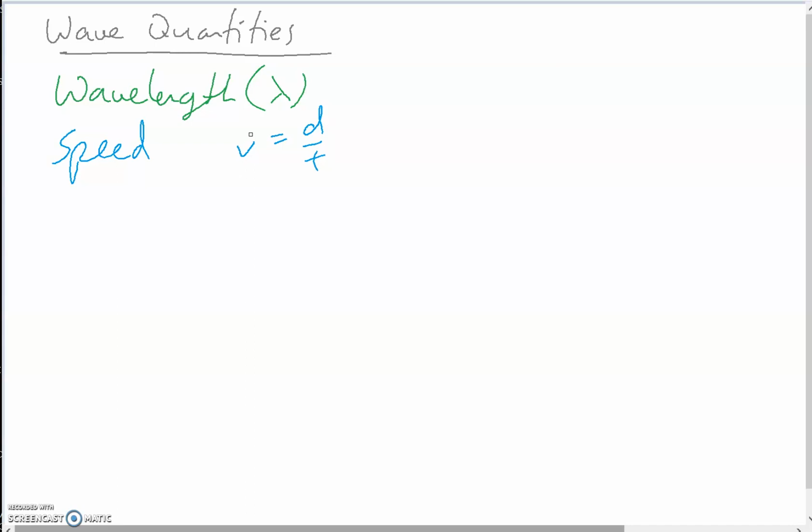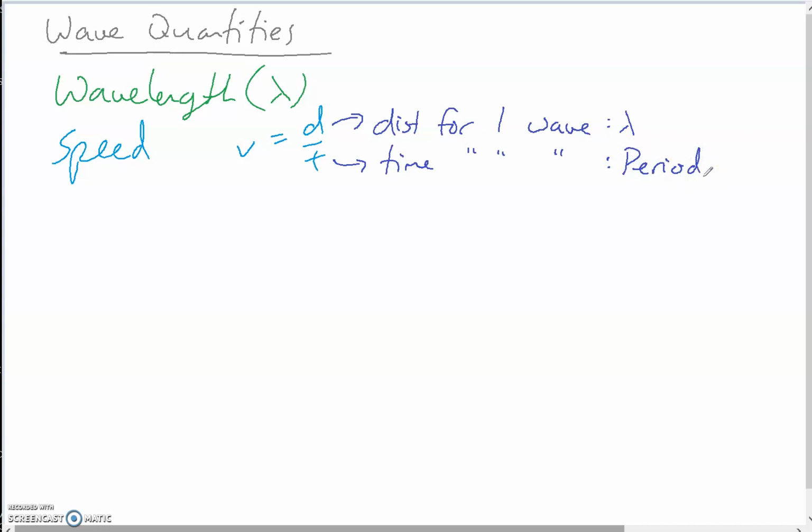But what we can do is we can specialize this a little bit. We can look at this distance right here. Instead of just using any random distance, we can actually use the distance for one wave. And the distance for one wave, that is the wavelength. But if we're using the distance for one wave, we have to use the time for one wave. Now, the time for one wave is what's called the period.